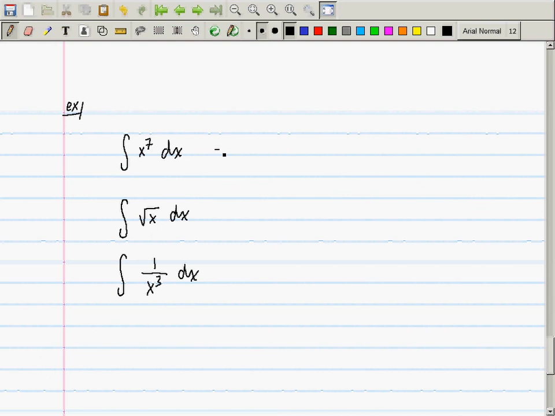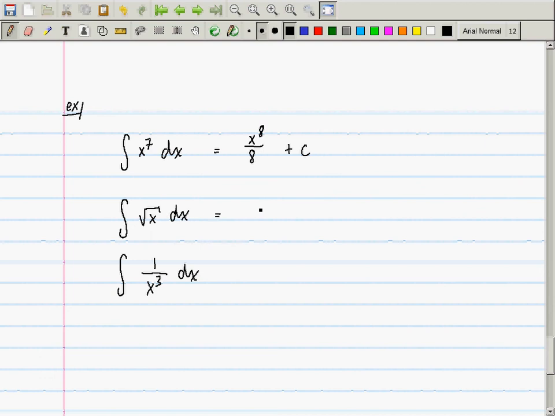Okay, so what's this antiderivative? Yep, x to the 8 over 8 plus a constant. Okay, so now, what about this?